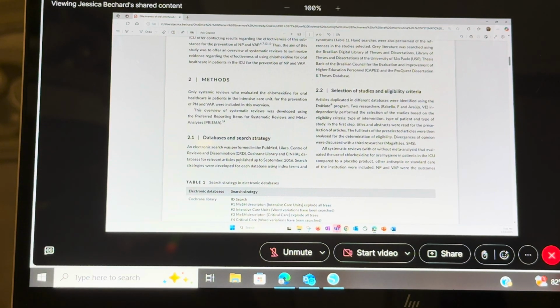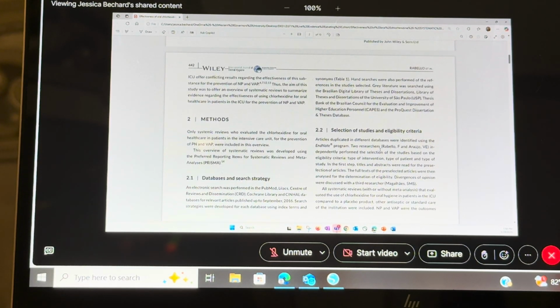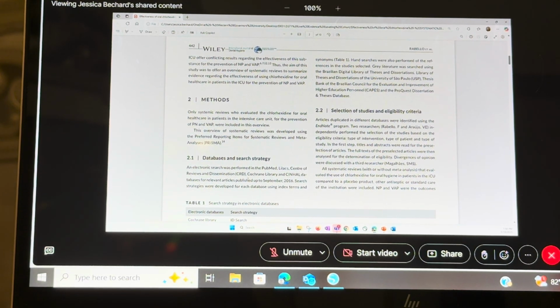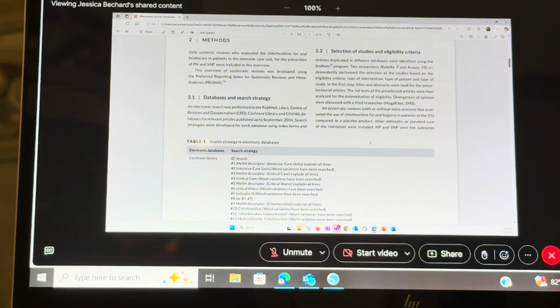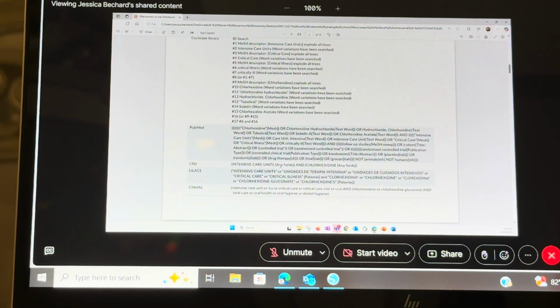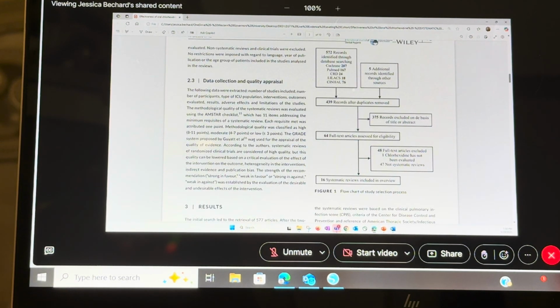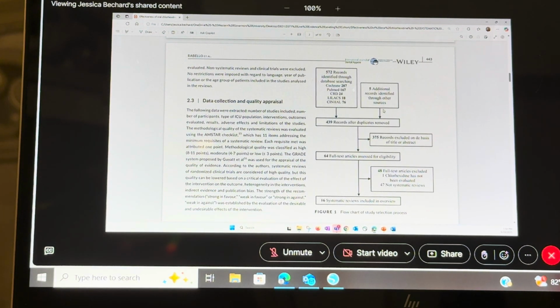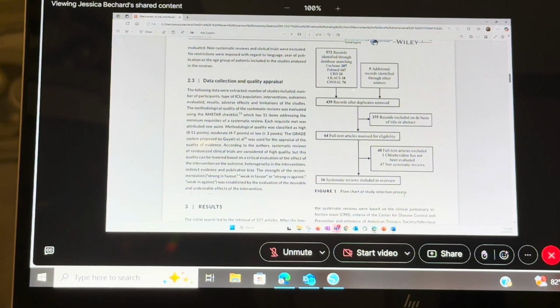They do tell us databases and search strategy. So if you look, this is very detailed. They tell you exactly what they use for their criteria. They tell you here exactly how they decided which studies to include. And then this table gives you all of the search terms that they used, okay? Then they even tell you how they collected the data from the articles and then how they did a quality appraisal, okay? And then you'll even see this flow chart here of how they narrowed down their articles for this review. The big thing to know about systematic reviews, right?